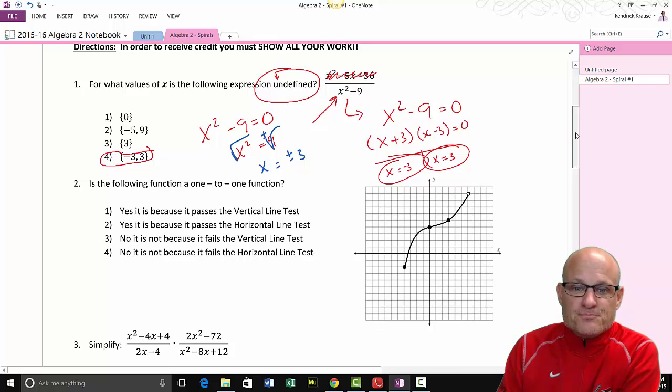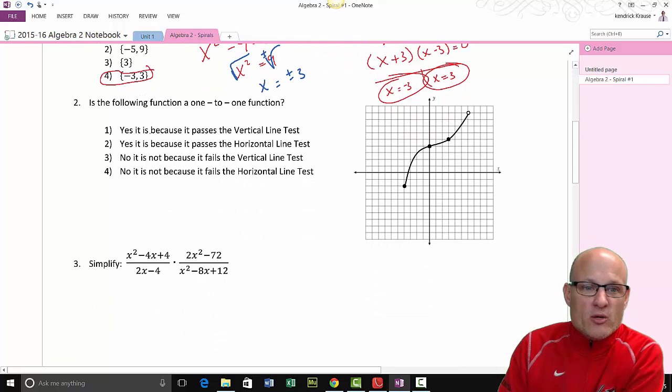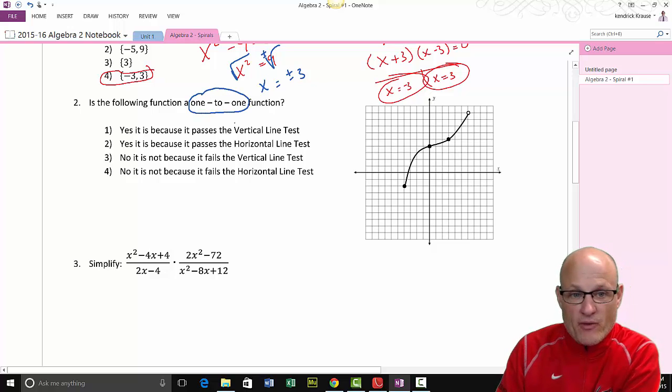Moving on. Domain, or a one-to-one function. A one-to-one function, first of all, has to be a function. So it has to pass the vertical line test. We're going to already assume that. But a vertical line test only tells me if it's a function, not if it's a one-to-one function.